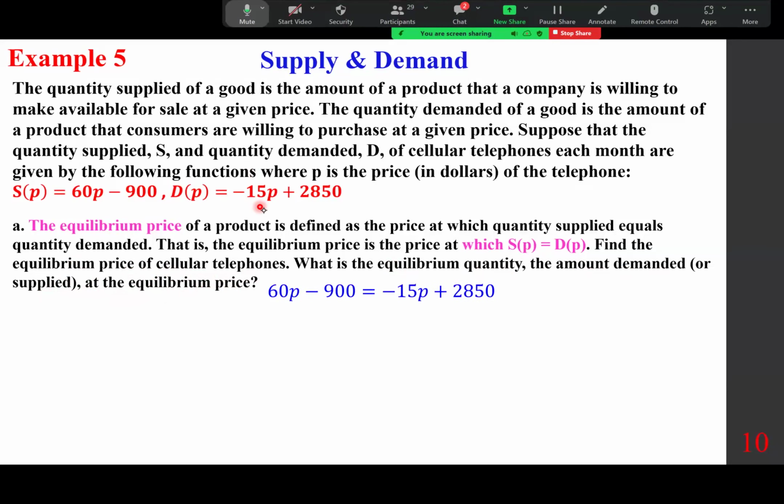and we solve for P, which means this moves here, plus 15p becomes 75p. This moves here, plus 900 becomes 3750. Divide both sides by 75. P is 50, so the price is $50.